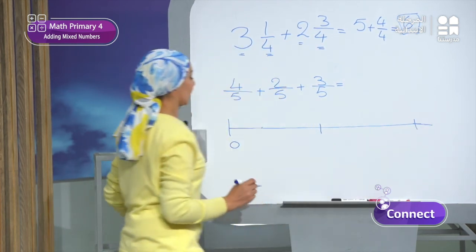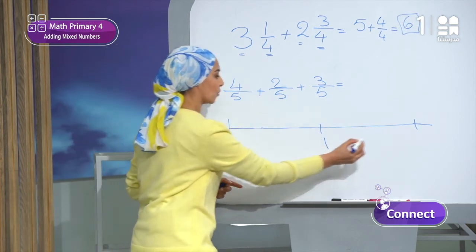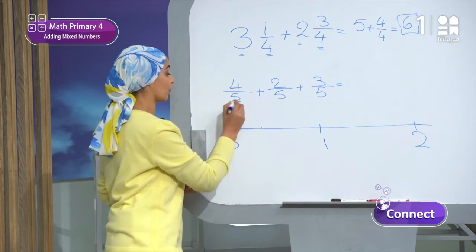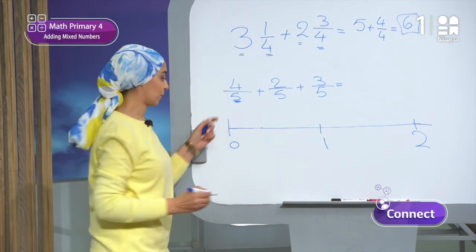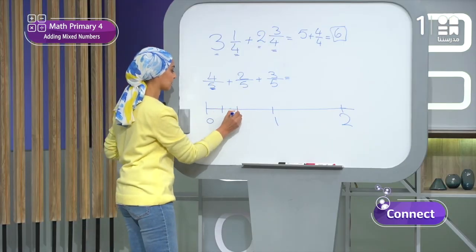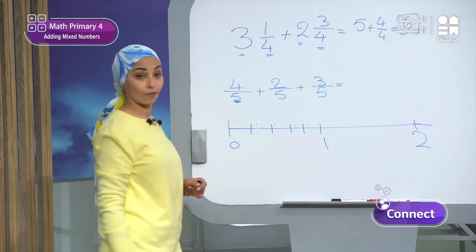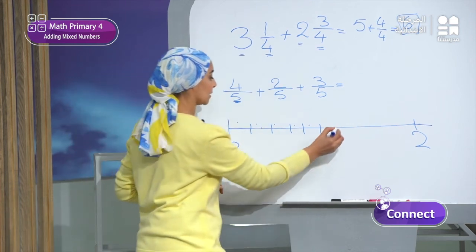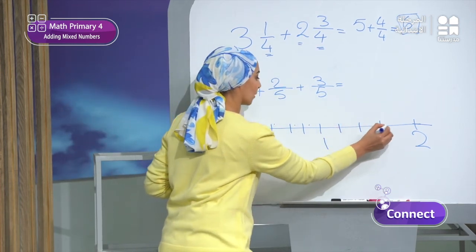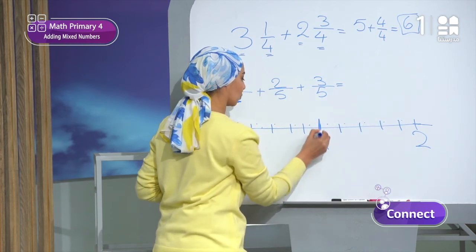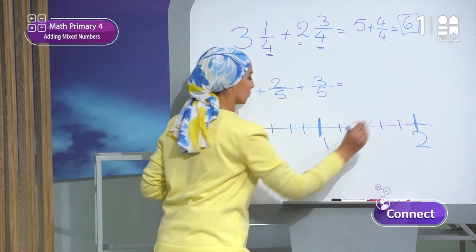Okay. طيب. The space between 0 and 1 will be what? Yes, it will be 5 because the denominator is 5. So I will divide this into 5: 1, 2, 3, 4, and 5. And then here I'll divide it also into 5: 1, 2, 3, 4, and 5. Here's number 1 and here is number 2.